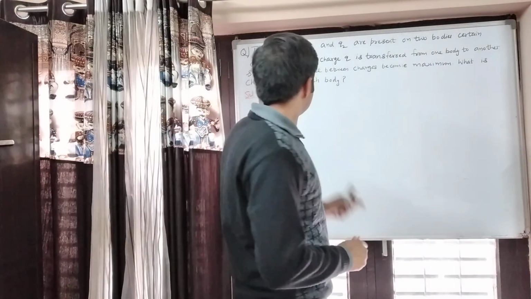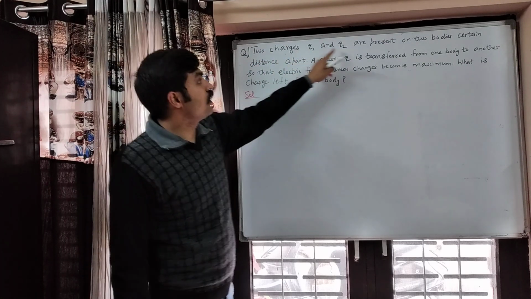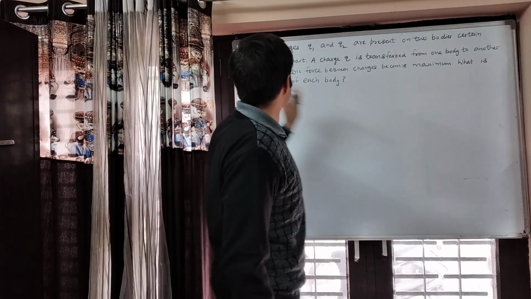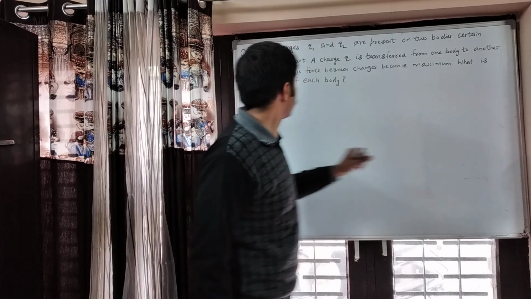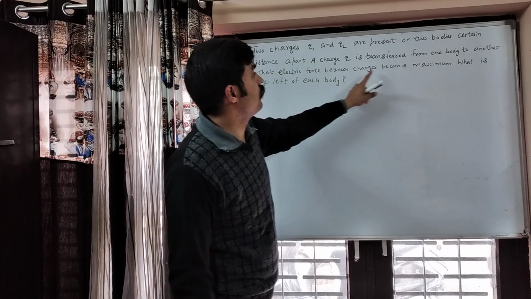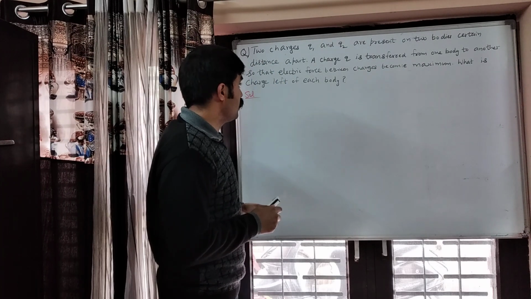Hello friends, today we are going to solve one numerical. Two charges Q1 and Q2 are present on two bodies a certain distance apart. A charge small q is transferred from one body to another so that the electric force between the charges becomes maximum. What is the charge left on each body?